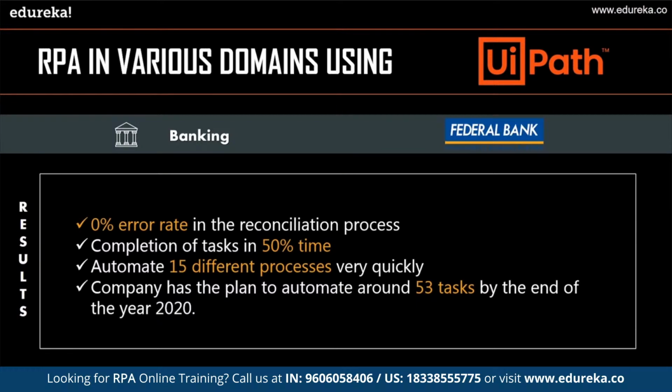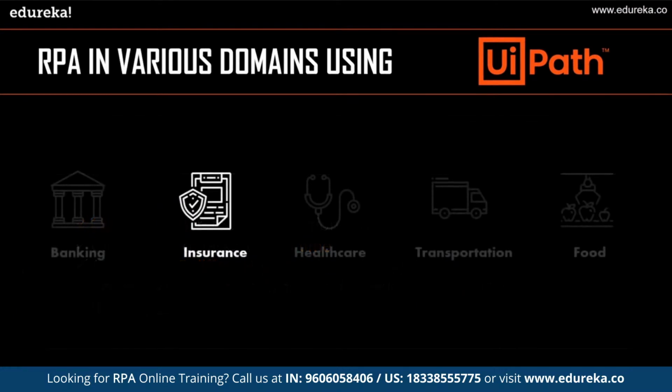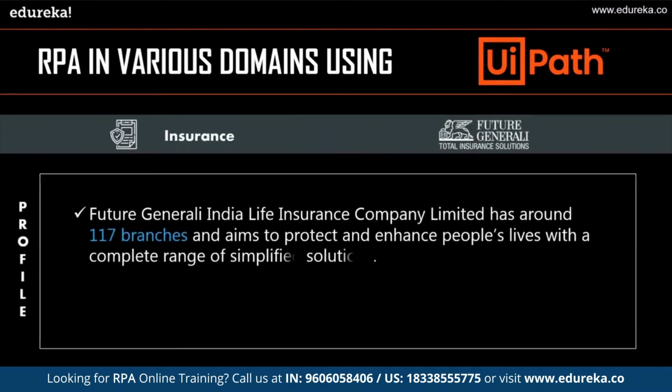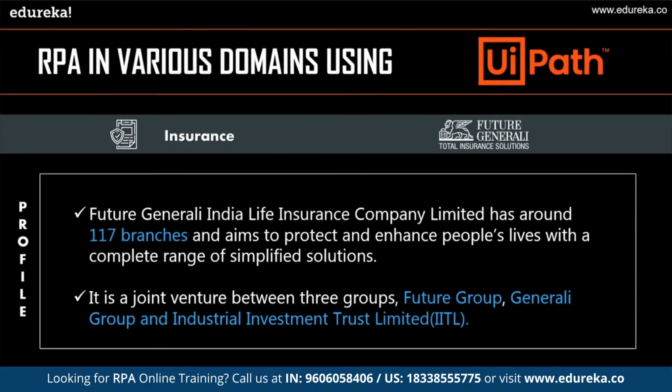Well, that was about the banking sector, guys. Now let's move on to the next sector, that is RPA in insurance. To explain how RPA is used in insurance, I'm going to consider the company Future Generali India Life Insurance. Future Generali India Life Insurance Company Limited has around 117 branches and aims to protect and enhance people's life with a complete range of simplified solutions. It is a joint venture between three groups, that is Future Group, the Generali Group, and the Industrial Investment Trust Limited. So it's a top insurance company, guys.